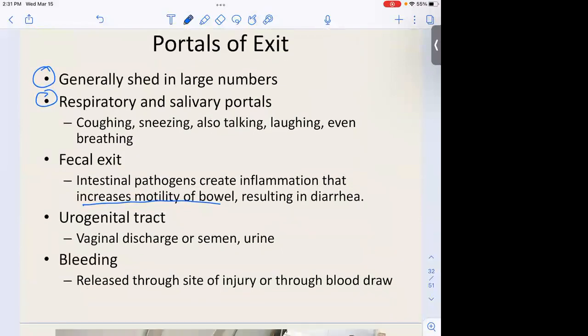So other portals of exit, your genital tract, semen, vaginal discharge, obviously sexually transmitted infections. Urine is not a common one, but there's a few things like typhoid fever that can be transmitted in urine. Bleeding, of course, things like HIV, lots of other blood pathogens.